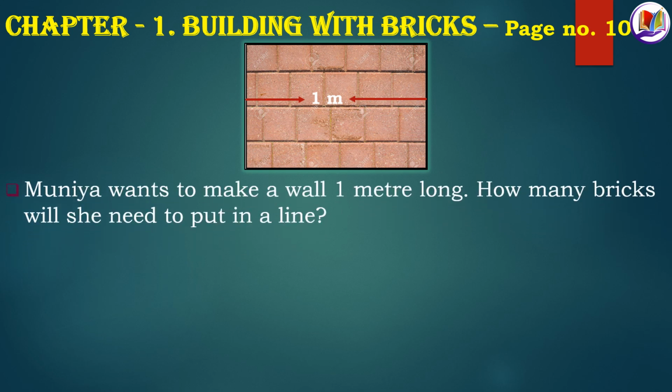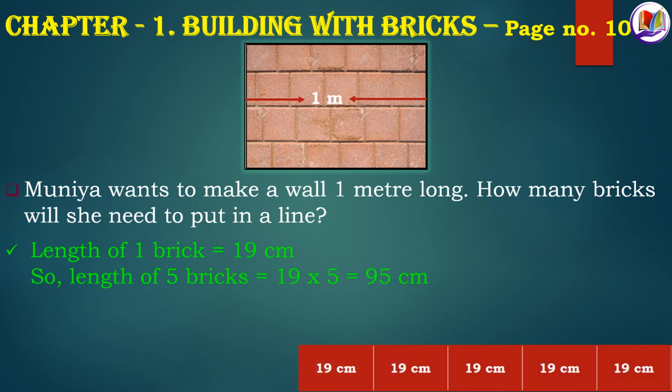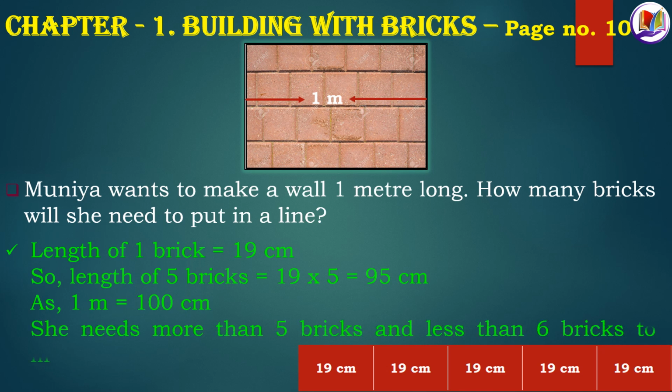Munia wants to make a wall 1 meter long. How many bricks will she need to put in a line? Well, in the previous question, we had seen that length of one brick is 19 centimeter. So, length of 5 bricks, that is, if she arranges one beside the other, its total measure would be 19 5s are 95 centimeter. And we know that 1 meter is 100 centimeter. So, she would be needing more than 5 bricks and less than 6 bricks to make a wall 1 meter long. Right?